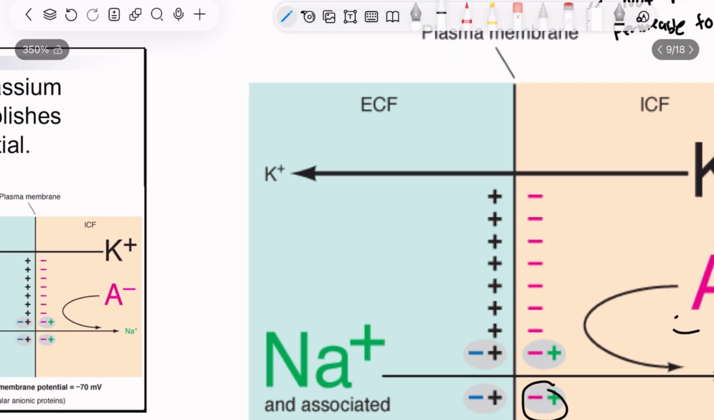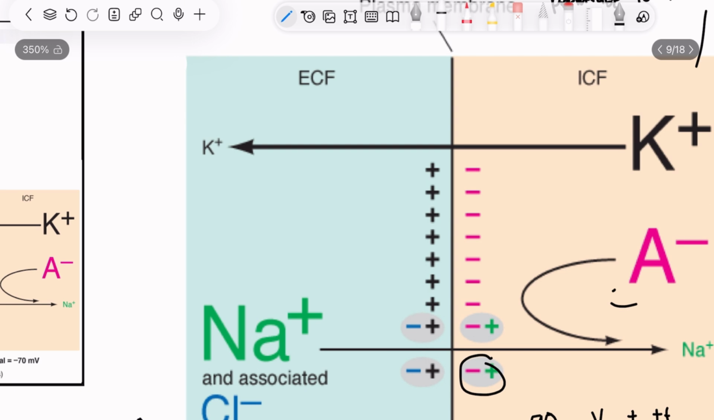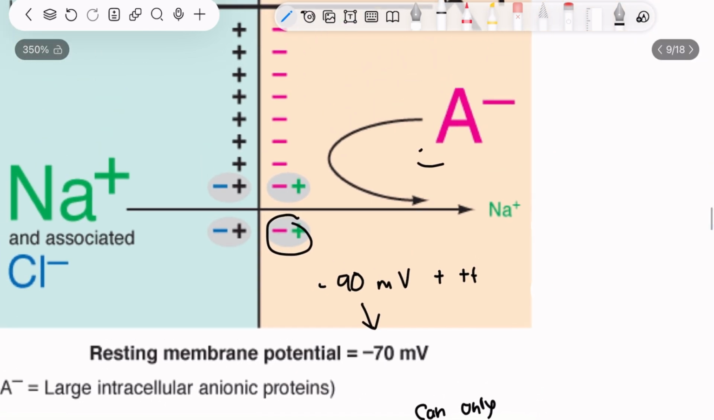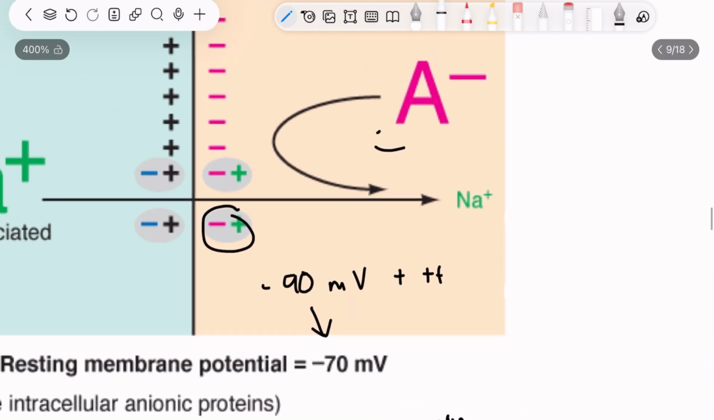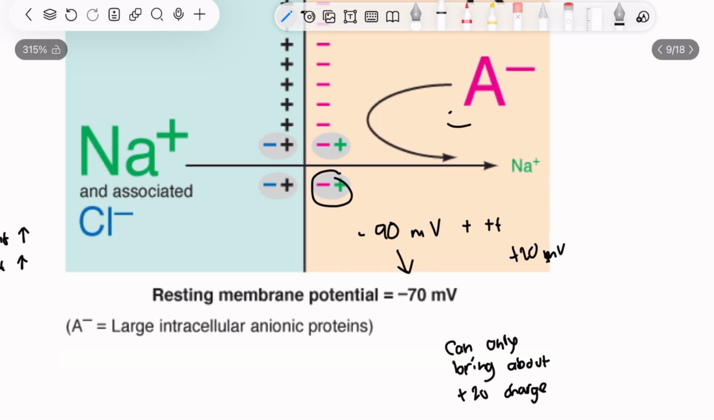Then we look at sodium. Sodium is more concentrated outside the cell. Although sodium wants to enter the cell, the membrane is not very permeable to sodium, so only a little sodium enters, which would make the inside more positive. Although it tries to make the inside more positive, the best it can do is give plus 20 millivolts, and it'll still be at negative 70 millivolts, which is still the resting membrane potential.